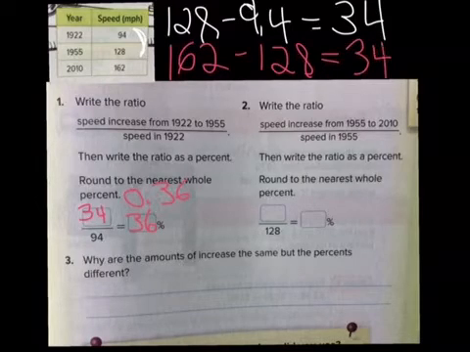Alright, so let's write that down here. That's 34, right? And we're going to divide it by 128, which is the number here, because we want to find out how much it increased by this number. What percent of this number did it increase by?